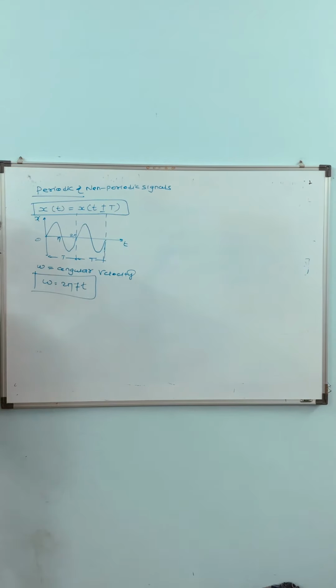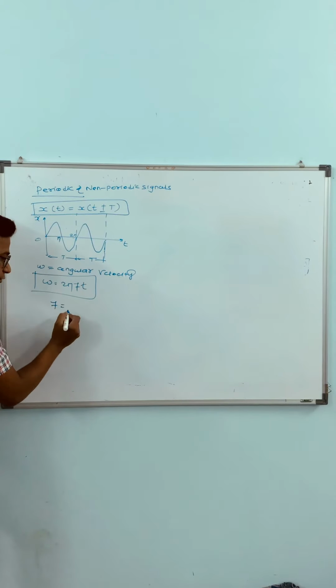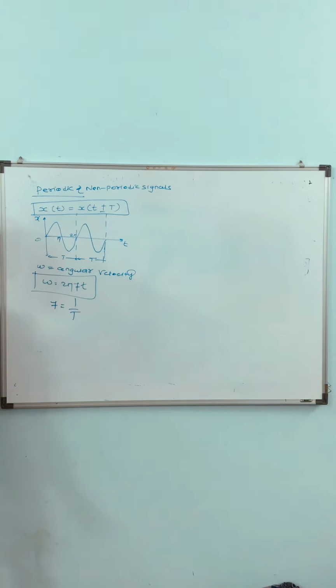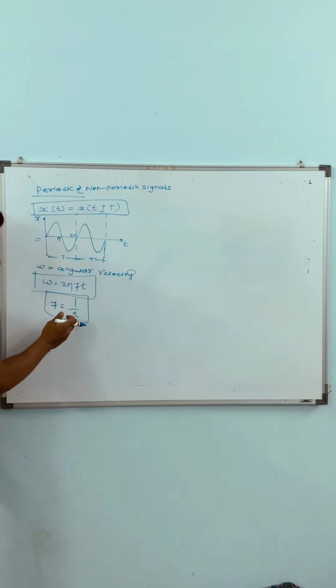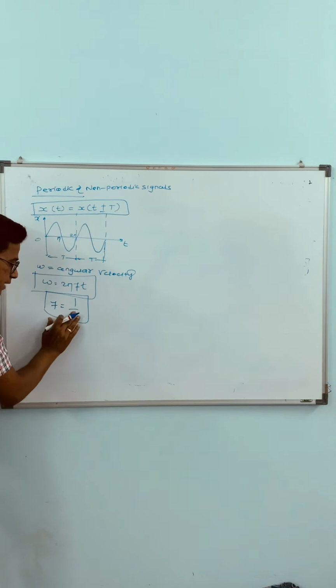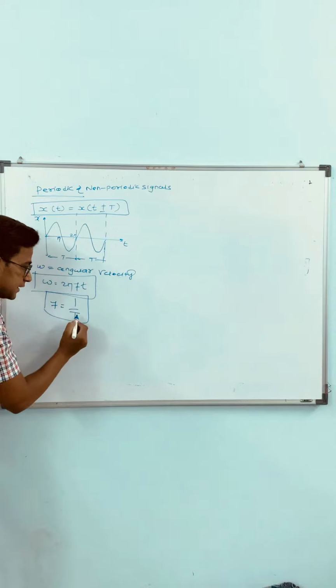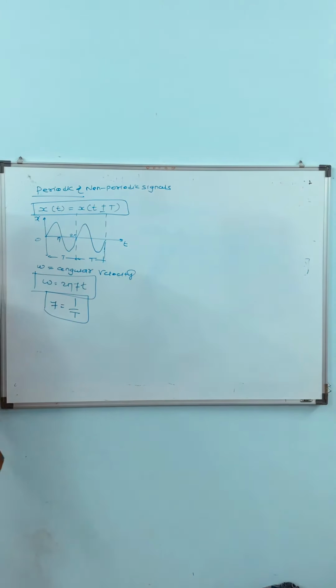What is f here? Frequency, and frequency will be the reciprocal of time. Frequency will be a reciprocal of time. Here we will write small t. But by virtue of our signal system, I will write this as a capital T, the fundamental time period.